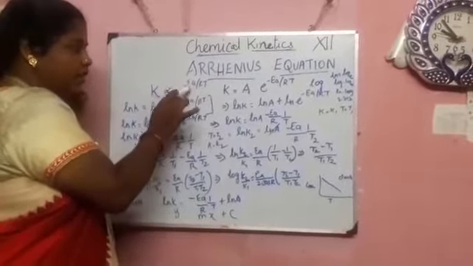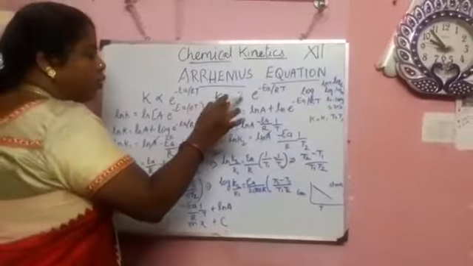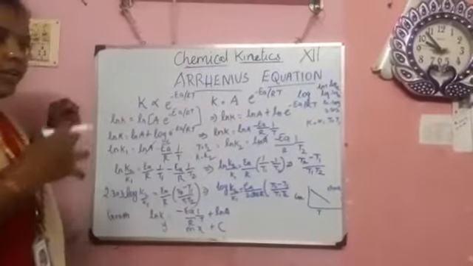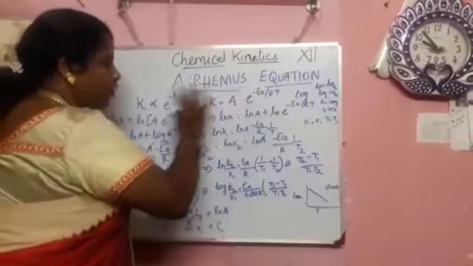Ea means activation energy, R the gas constant, and T temperature. And k equals A into e to the power of minus Ea by RT, where A means the frequency factor, the total number of collisions, in the Arrhenius equation.